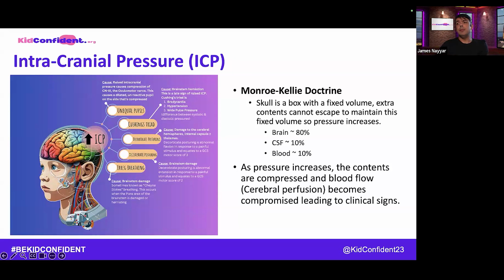So some CSF can escape into the spinal cord, but not too much. And some of the blood can escape into the venous circulation, which is one reason why we might see engorged veins in head injury patients. But this increase in intracranial pressure means that higher pressure is needed to perfuse the brain. And that's why we start seeing signs like reductions in GCS and interactivity in patients with head injuries.